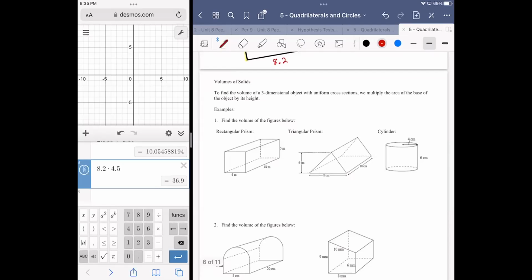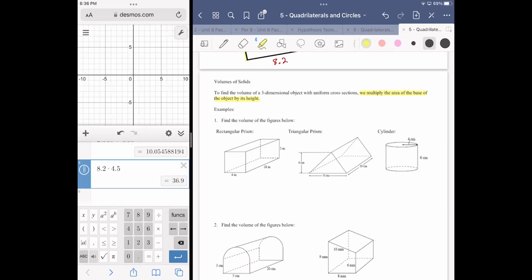So to find the volume of a three-dimensional object with uniform cross sections, right? That's something that we're going to have to wrap our brains around. Uniform cross sections. We multiply the area of the base of the object by its height. That last little bit, that's the easy part. Knowing when this concept applies, that's what's challenging. So if you can figure out the area of the base of the object and you know its height, then you can figure out the volume. But it would have to be an object with uniform cross sections. And it's like, okay, well, how do we know that?